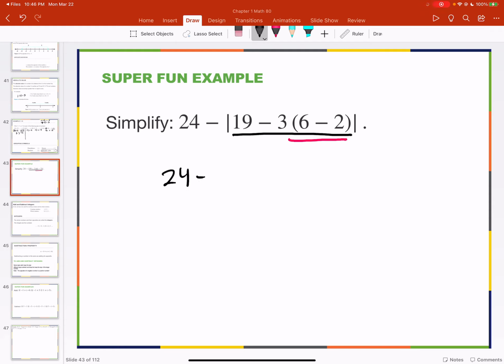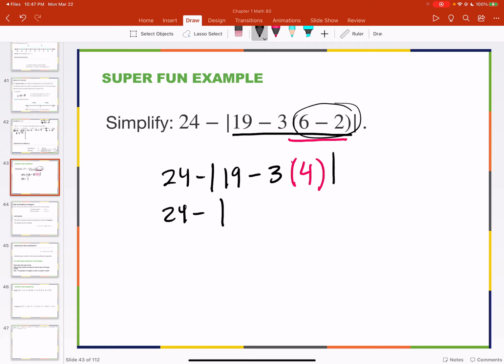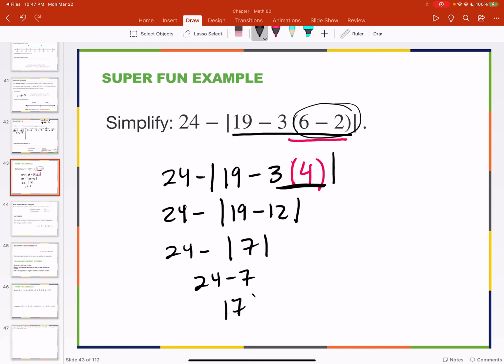Everything else I'm going to leave the same, right? And then the first thing I'm going to do is within these parentheses, this is a 4. Okay, now I do this again. The outside stays the same. 19 minus, multiplication first, so this would be 12. So 24 minus the absolute value of 7, which is just 24 minus 7, which is equal to 17.